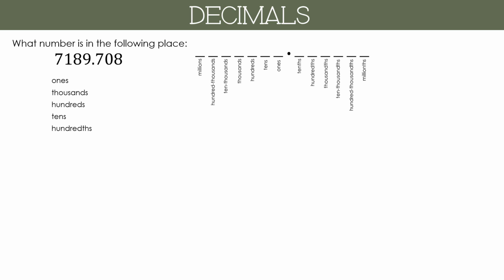All right, let's see if you're right. Did you get a 9 in the ones column? Good. How about the thousands column? That's the 7. Hundreds is the 1. Tens is the 8. And finally, hundredths is the 0. Hopefully, you didn't get the words hundreds and hundredths mixed up.